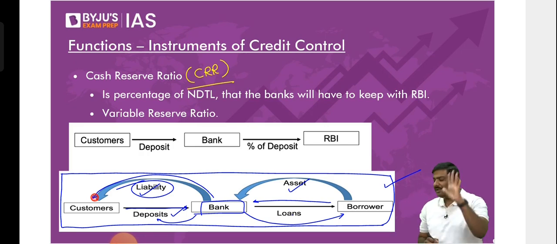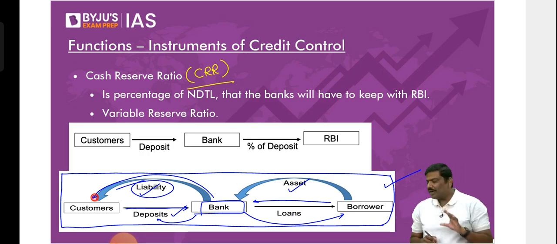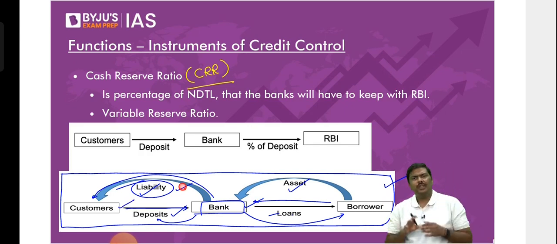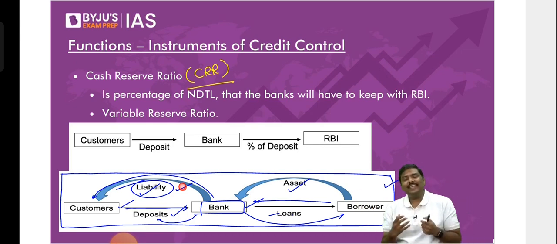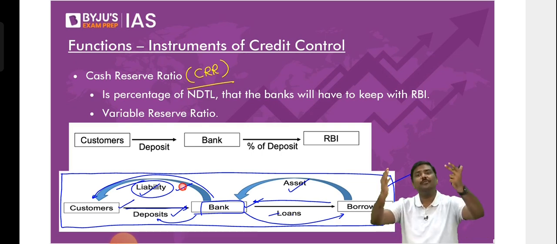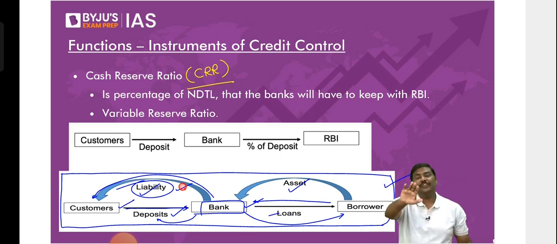Any doubt in this picture? Let me know. What I'm trying to say is that loans are assets for the bank, and deposits are liabilities for the bank. The argument is simple. Anything that will lead to an inflow of money, anything that will fetch returns to you, we call these assets. Anything that will lead to an outflow of money from you is called a liability. Imagine you have kept 100 rupees with the bank.